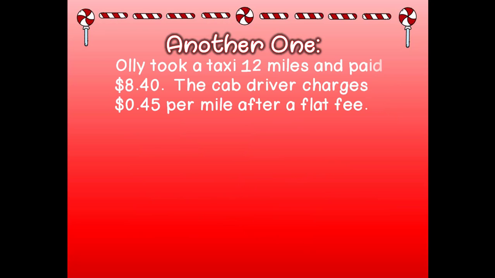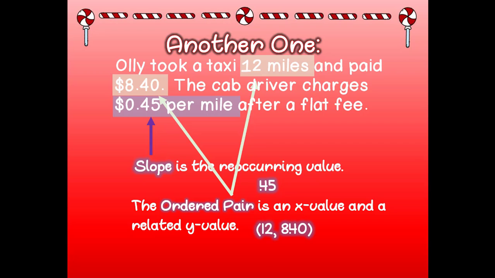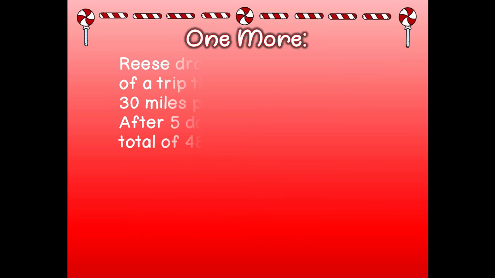Ollie took a taxi 12 miles and paid $8.40. The cab driver charges 45 cents per mile after a flat fee. So our slope is our reoccurring value, in this case 45 cents per mile. And then we need to look at how we're going to get the ordered pair. 12 miles cost Ollie $8.40. So that's an ordered pair. We'll do one more and then we'll write the equation.